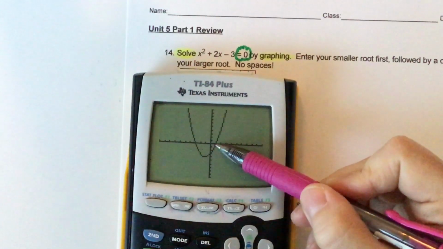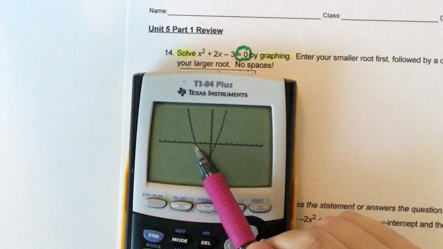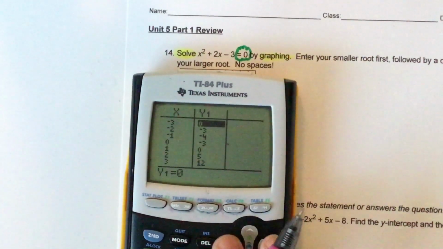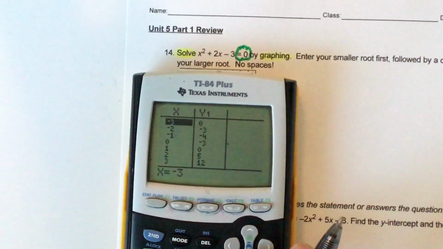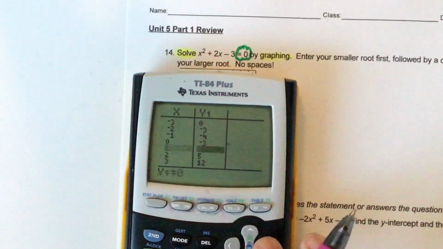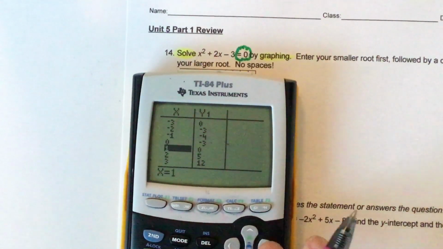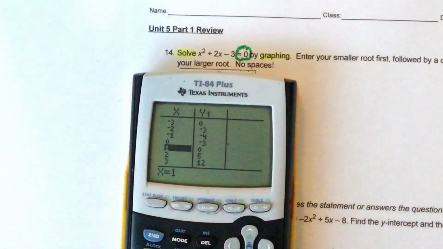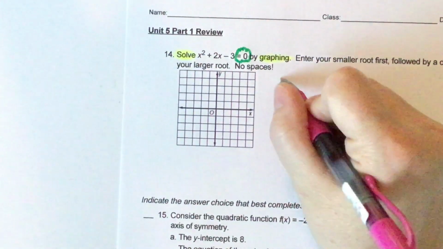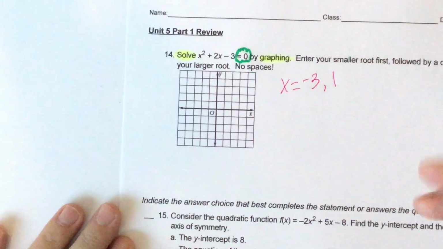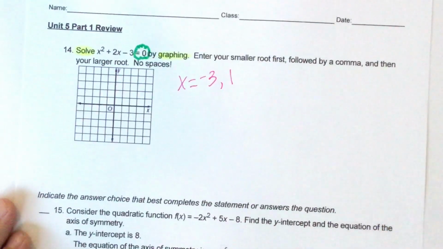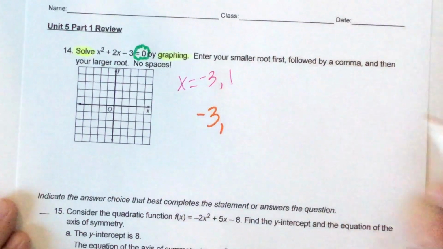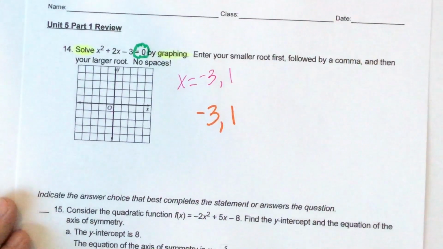So that looks like a 1. That looks like a negative 3. So to know for certain, I'm going to go to the table. And negative 3 is an answer because there's a 0 in the y column. And 1 is an answer because there's a 0 in the y column. That's why they're called zeros also. So negative 3 is an answer and 1 is an answer. So in the computer it tells you to enter your smaller root first, which would be negative 3, comma, your bigger root, 1. And that's how I would type that in.